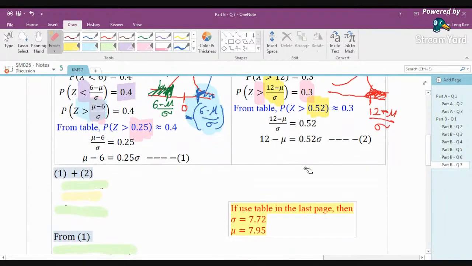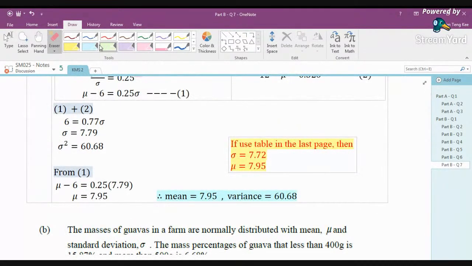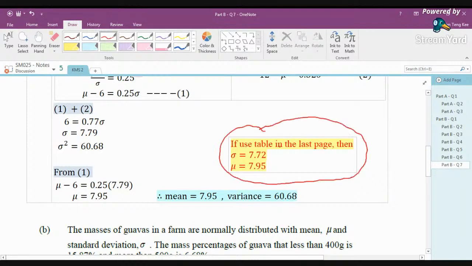Next, what we do is that we just solve the two equations. You'll get the answer of your sigma and mu, and there goes your answer for mean and variance. In here, there is a remark for you to take note. For those of you using the table in the last page of your statistical table, by right, this is the corresponding answer that you have lah.